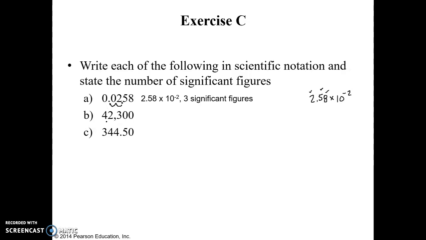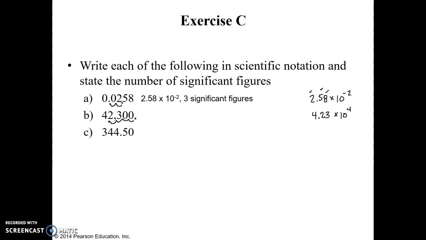So we have 42,300. The decimal place is not written, but it is implied that it exists right there. And we want to move it over here. We want it to be 4 point whatever. So we're going to have to move that over here. That was 1, 2, 3, 4 times. So we'll end up with 4.23 times 10 to the, what, it was 1, 2, 3, 4 times we had to move that, to the fourth.